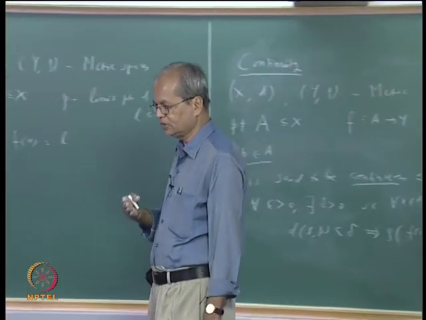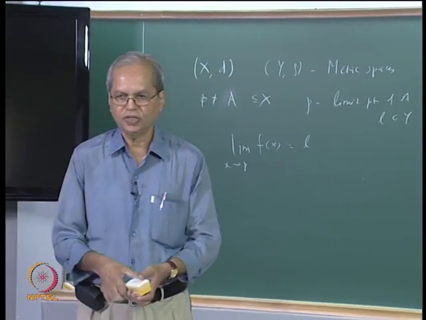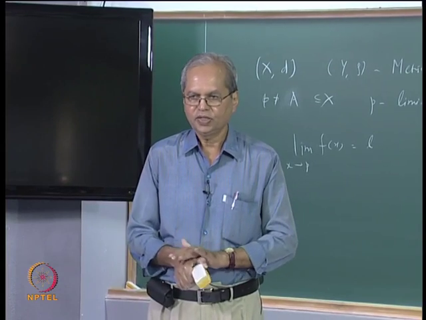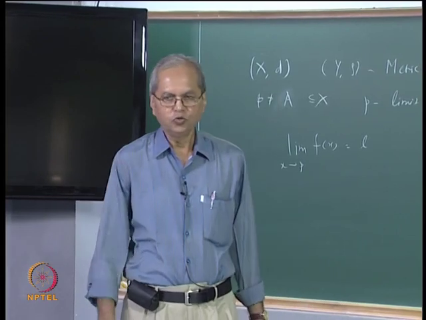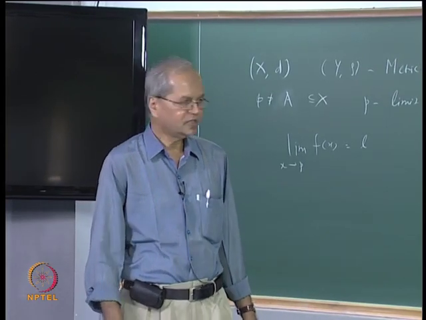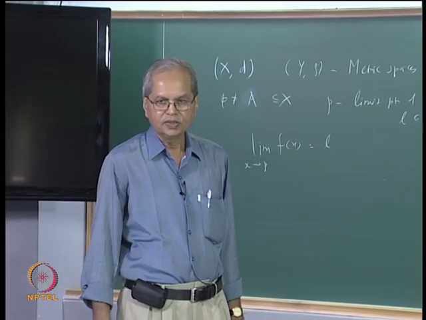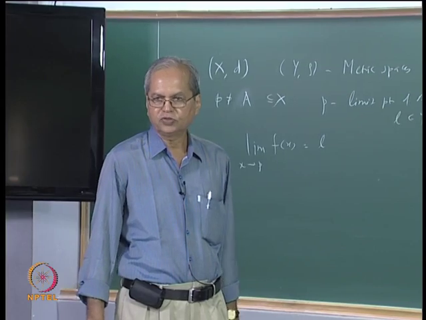Okay, so let us again summarize. What are the ways in which a function can fail to be continuous? First of all, it can fail to be continuous only at limit points. Okay, it can never fail to be continuous at isolated points. There are two ways in which this can happen. One is that the limit of f(x) as x tends to p doesn't exist. That is one way. Secondly, the limit exists, but it is different from f of p.